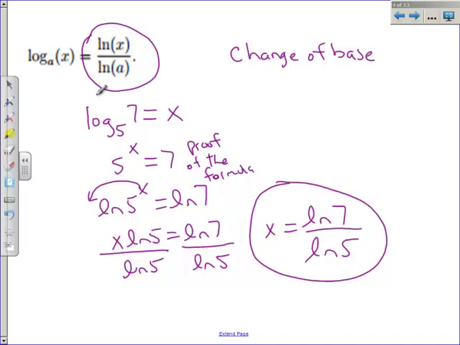Trust this. So see how log base 5 of 7 turned into the natural log of the 7 on top, divided by the natural log of the base. So if you have a logarithm that you can't plug in your calculator, this is called your change of base, so you can plug it in on your calculator. And this value right here would be the same thing as the log base 5 of 7.